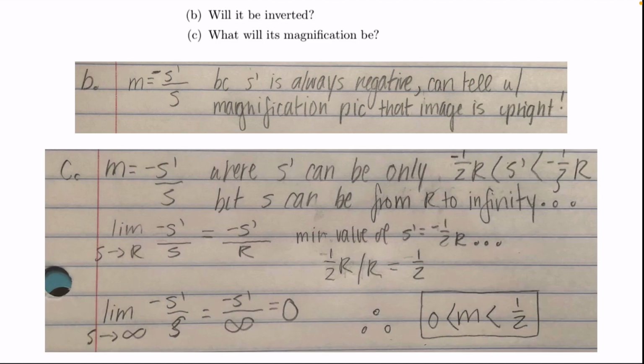So once we plug that in, we get negative 1/2 r over r, and that simplifies to just 1/2. Next, when we do it at infinity, we get negative s prime over infinity, which just equals 0. So that means our magnification is going to be between 0 and 1/2.